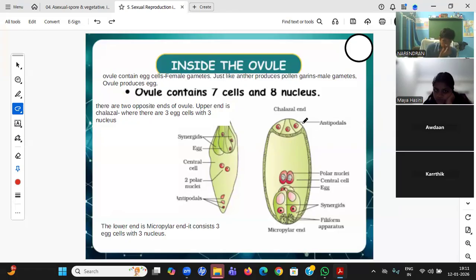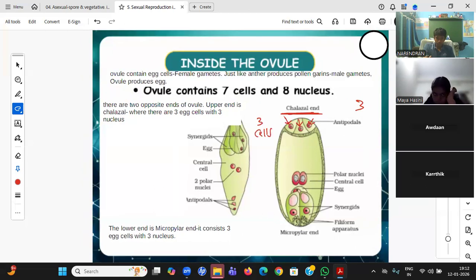You see, student, the top portion is called the chalazal end. How many cells are there? One, two, three. 3 cells, which means 3 nuclei. You see the black color dots? I'll zoom in. 3 nuclei we have. The downward portion of that ovule is called the micropylar end. How many cells do we have? One, two, three. 3 cells.